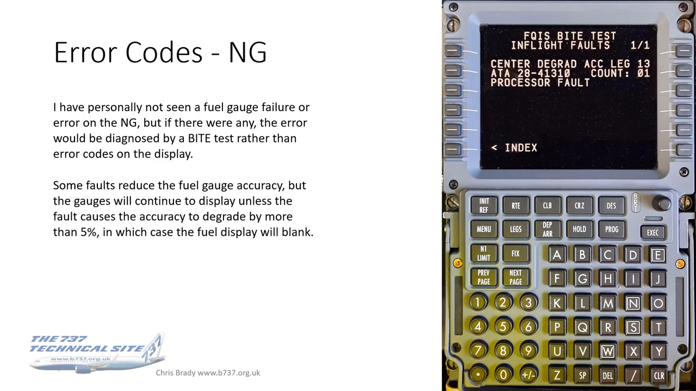Now, some faults will reduce the fuel gauge accuracy, but the gauges will continue to display unless the accuracy will degrade by more than 5%, in which case the fuel display will blank. So that's effectively how you know how serious an error is. The cutoff point is 5%. If there are any minor errors, you'll still have fuel gauge indications. If there are any major errors, then it will just blank, and it will hopefully blank and not show zero.